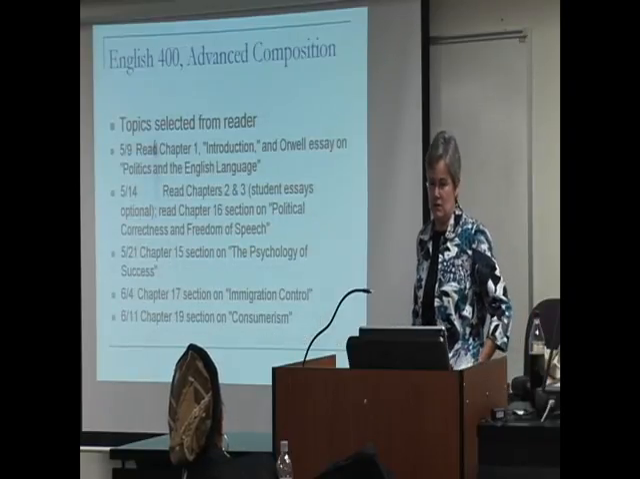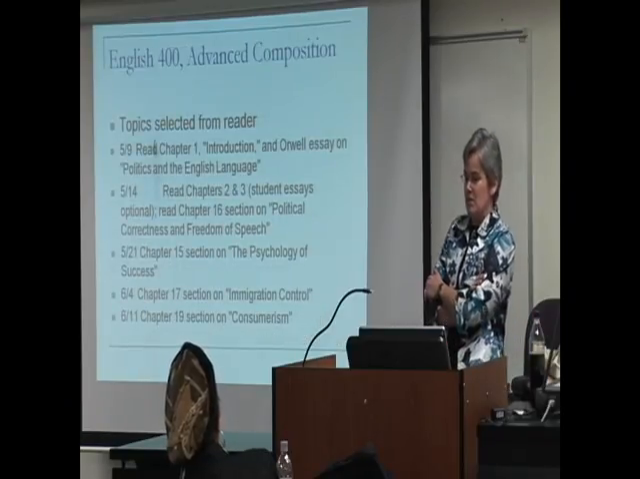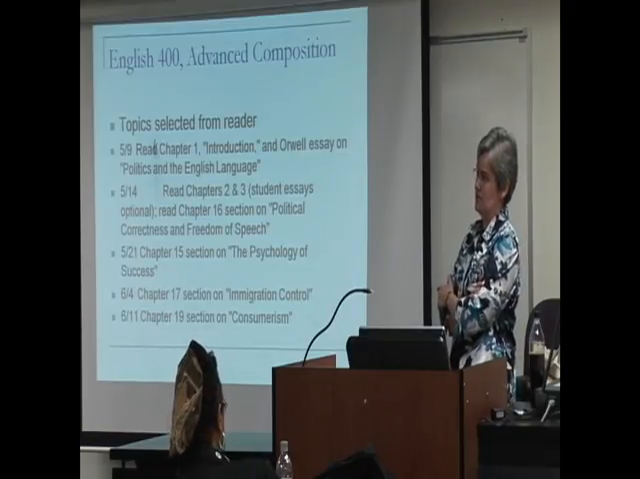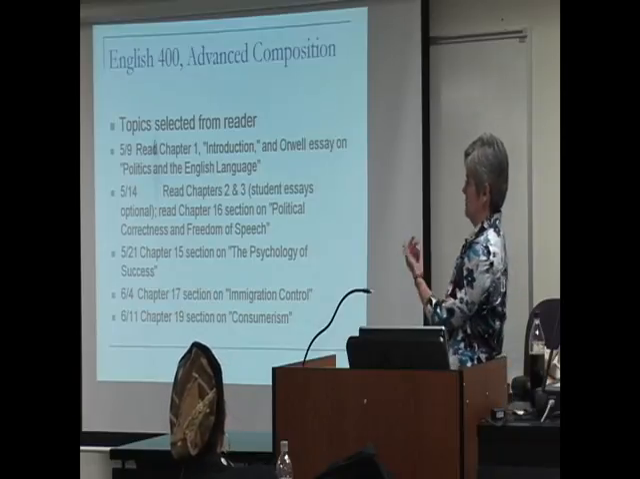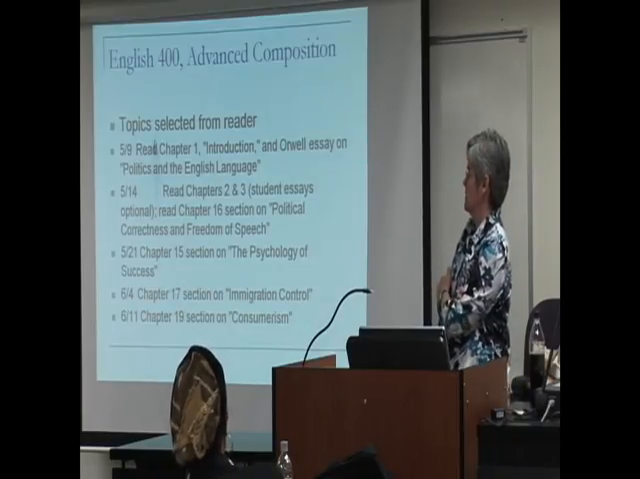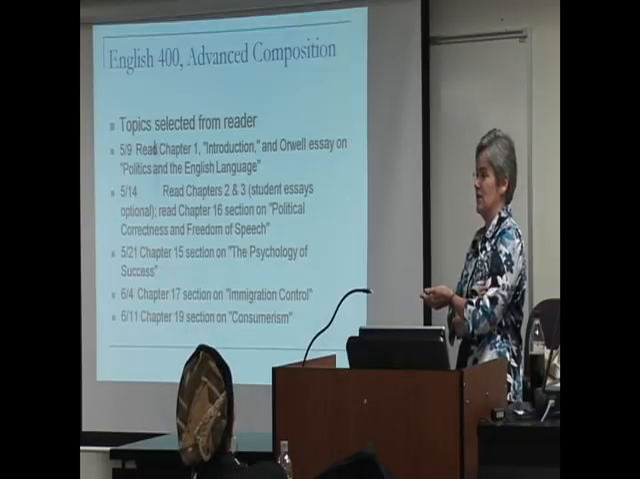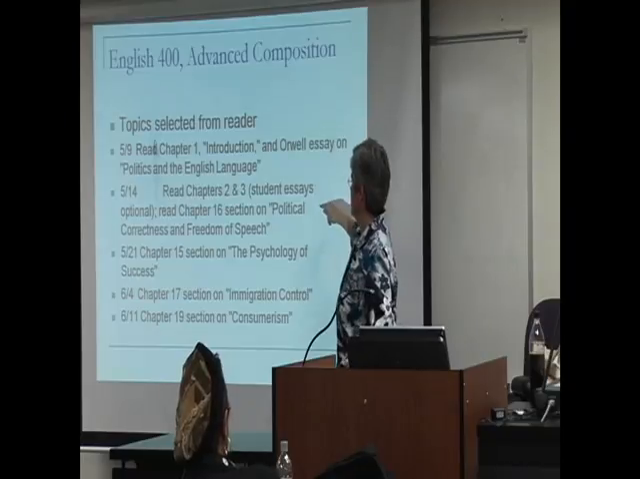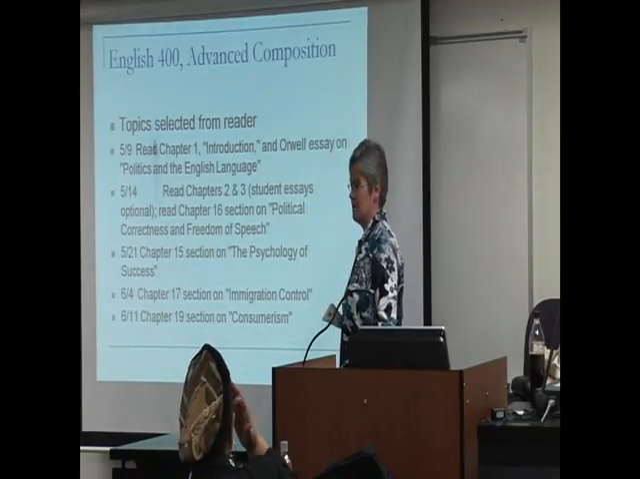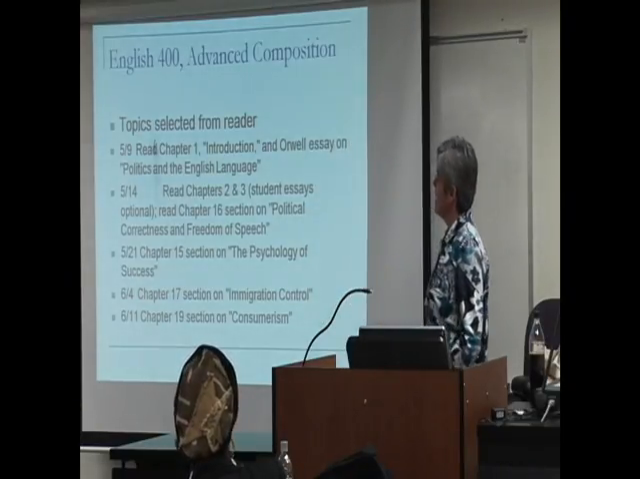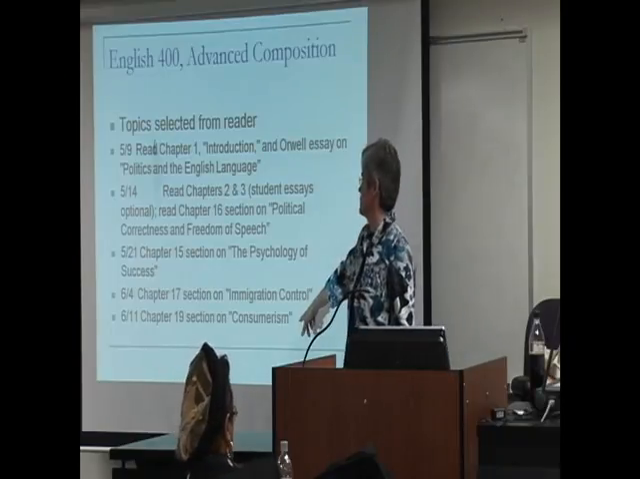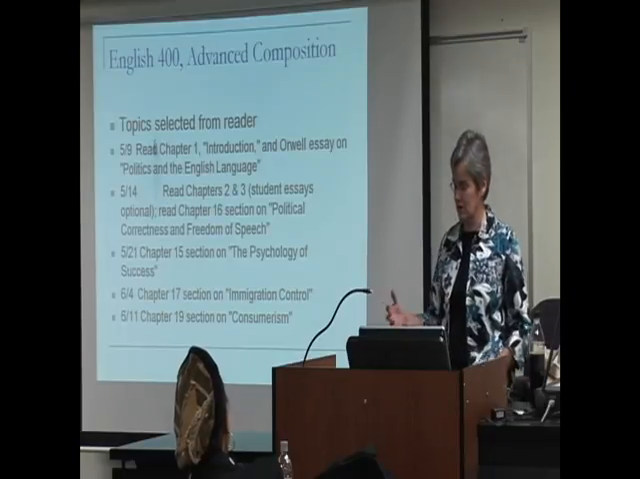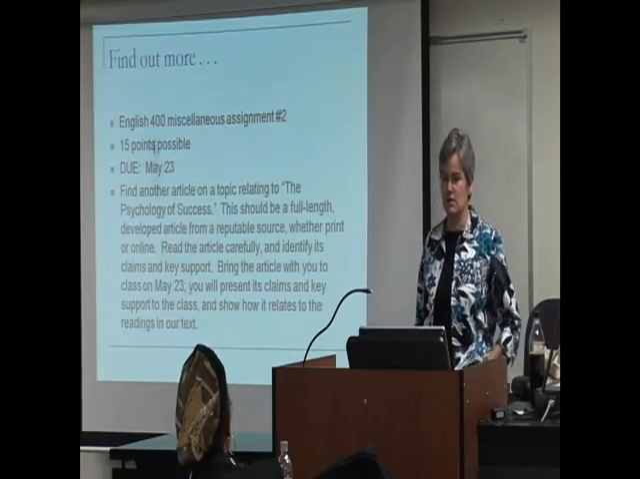For advanced composition, one really easy way to add relevant material is in the topics that you're selecting. I literally pulled these out of the syllabus. These are the things that I chose. There were lots of other things; you could have gone in many directions. You'll see some of this gets us headed towards pertinent topics: consumerism, psychology of success, ways of thinking about difference, cultural difference, and how things are constructed.